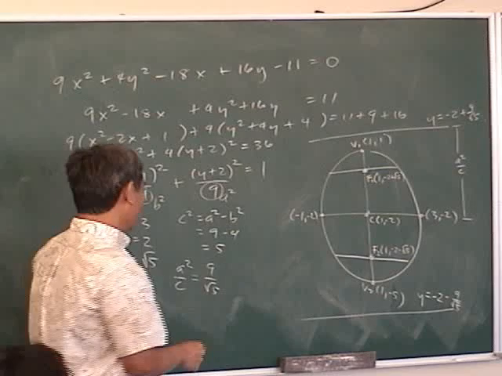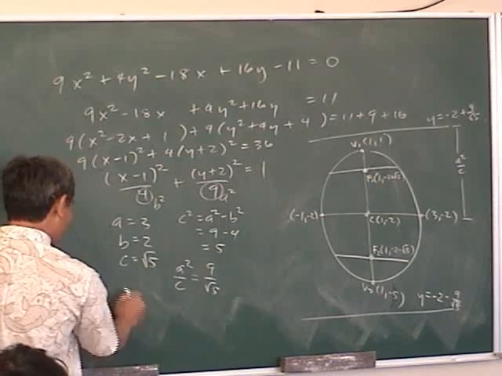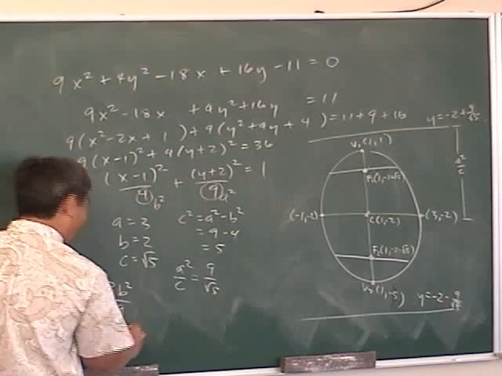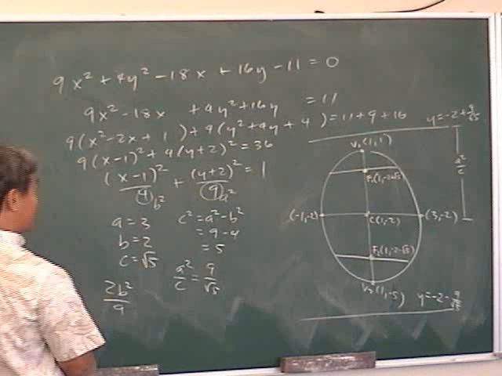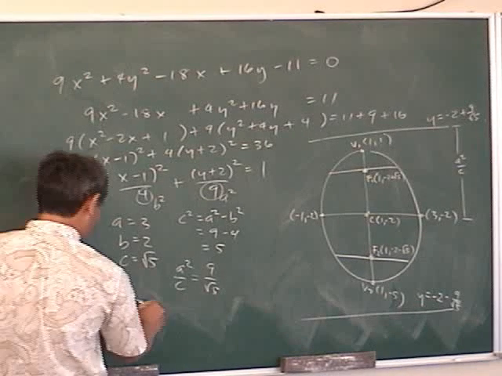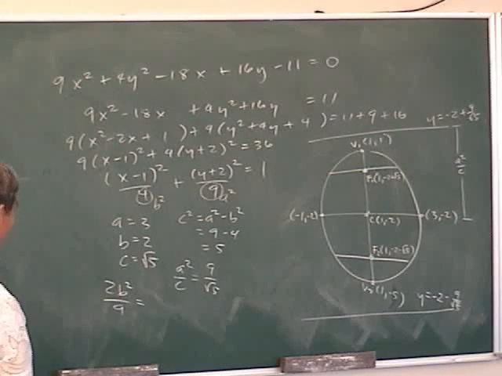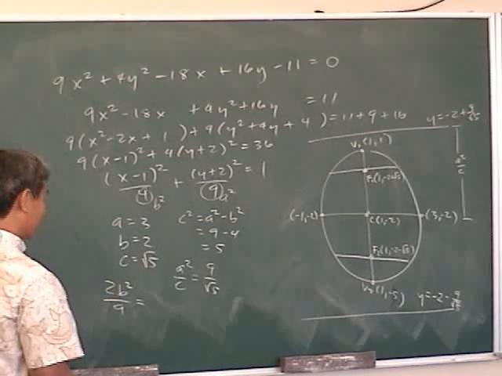Anyway, what's the length of the lattice rectum? 2b squared over a. How do you know that? I looked at the notes, that's how I know. I can derive all of these if you want, but it's going to take too much time. Look, it's almost the end of class already. So you just got to memorize these.